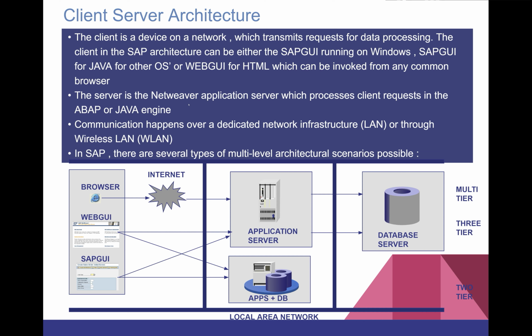The server is the NetWeaver application which processes the client request in the ABAP and Java engine. The communication happens over dedicated network infrastructure, LAN, or through wireless LAN. So let me tell you, this first block, browser, web GUI and SAP GUI, is nothing but a client. It is a user. Each user is accessing the application using a client. It may be your browser, it can be your SAP GUI.